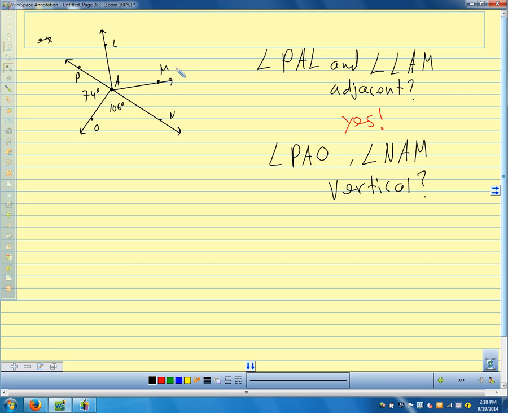The vertical angles, we need an X, right? Well, we kind of have an X shape, but what has to make the X for vertical angles? They have to be opposite rays, or lines. They have to be straight lines. So PAL and NAM: we have one straight line, but this is not a straight line, and that's not a straight line. Because they're not made by two crossing straight lines or two opposite rays, that would be a no.